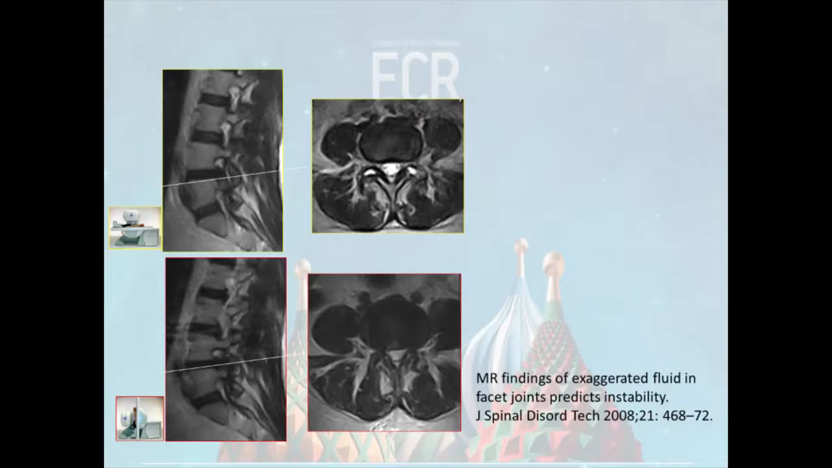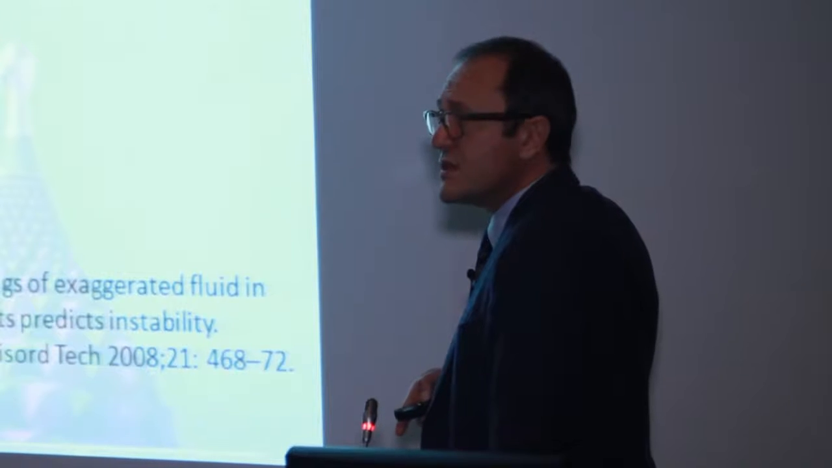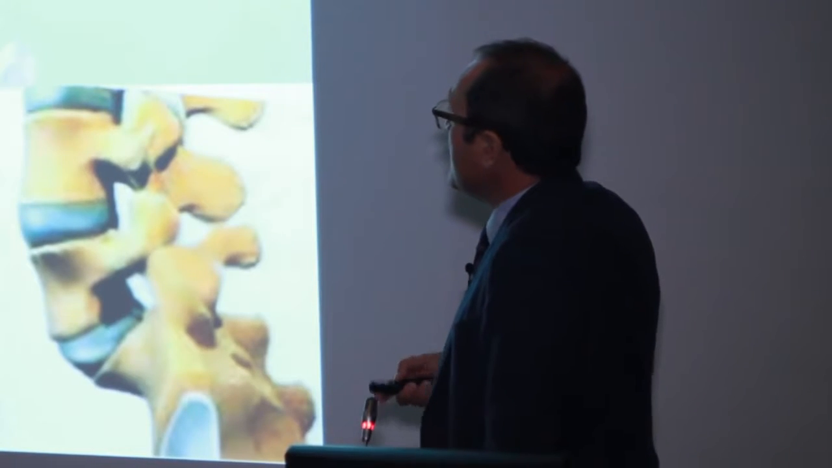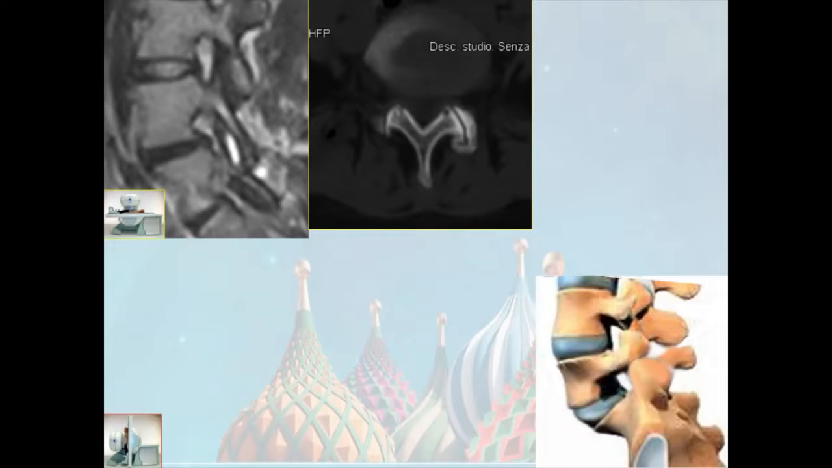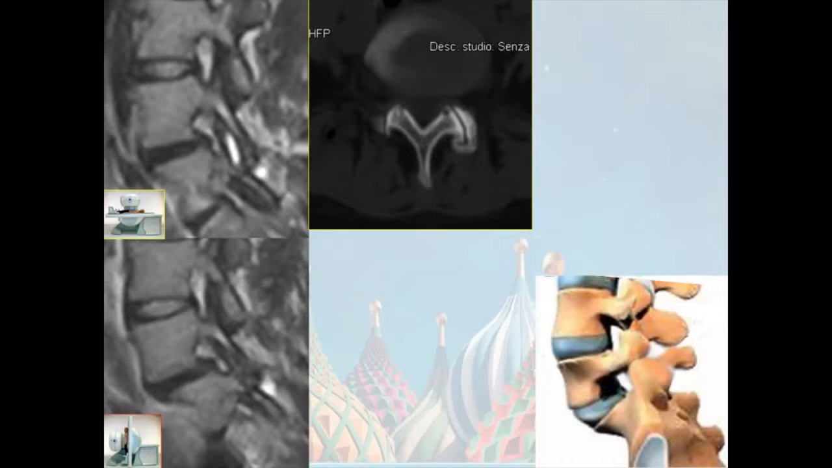First of all, this paper had been already cited by Boson. The fluid leakage is the main marker of a facet instability. And what happens is that very easily we can realize that there is a change in the fluid distribution inside the facet compartment. This is a very nice example to better understand what happens in degeneration with fluid leakage in the facet compartment.